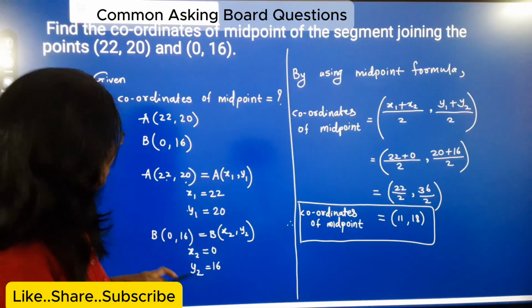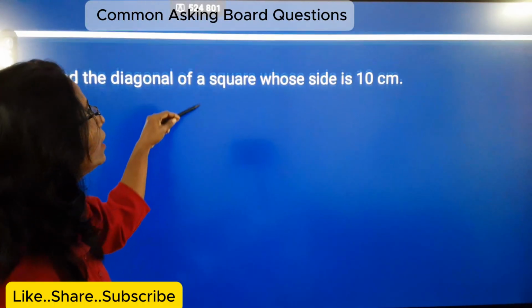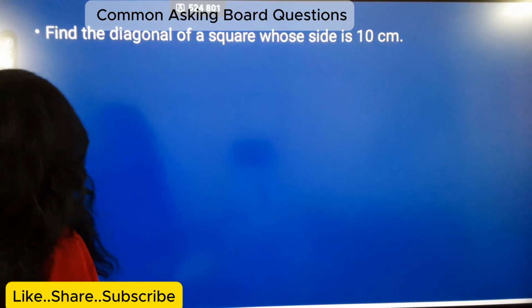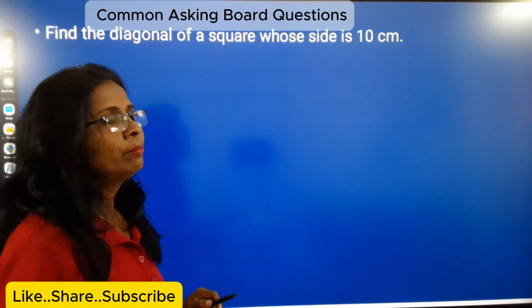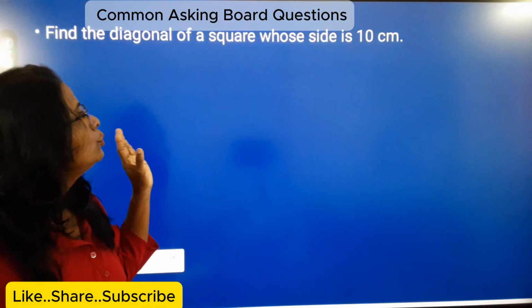Okay students, see how many simple examples come. Around 30 examples come, so practice it solidly, practice it first. By practice you can make it perfect. Okay, so you practice it.